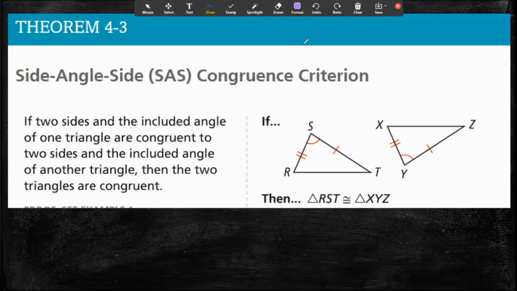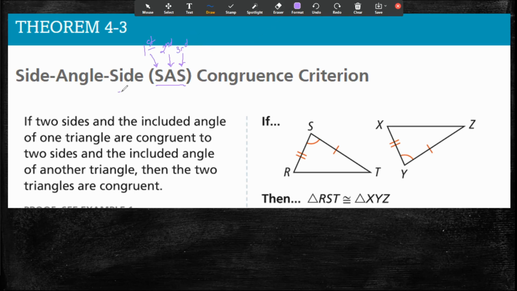All right. So let's look at exactly what this is showing in our hypothesis here. If RS is congruent to XY, angle S is congruent to angle Y, and side ST is congruent to side YZ, then we have side angle side congruence. So if I'm going to use side angle side congruence, I have to have my congruency markers associated in this order. This must be my first thing, this must be second, and this must be third.